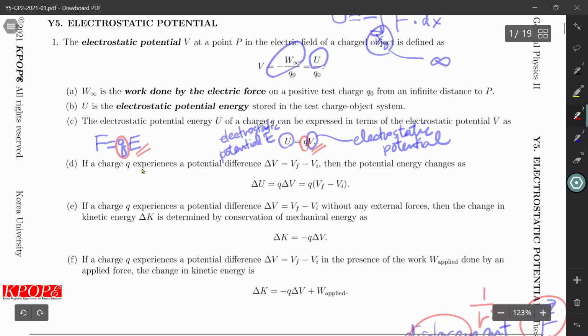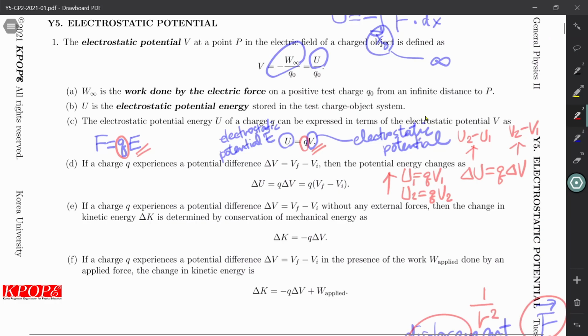If a charge Q experiences a potential difference delta V, then the potential energy changes as follows. Because U equals QV at a certain point, we have U2 equals QV2, and the difference is delta U equals Q delta V. Here U2 minus U1 equals Q times (V2 minus V1).